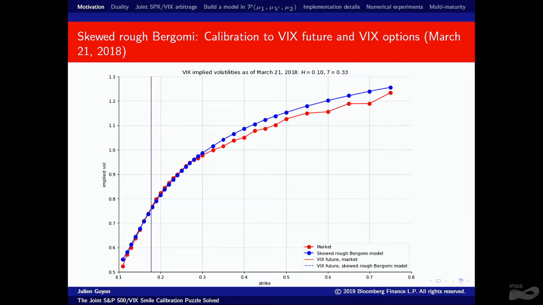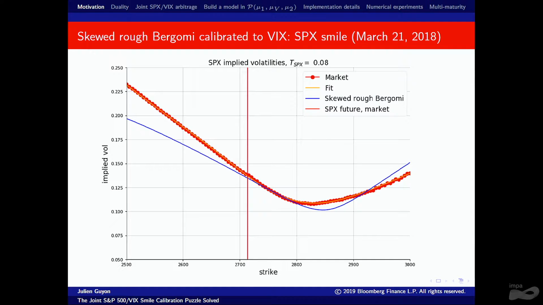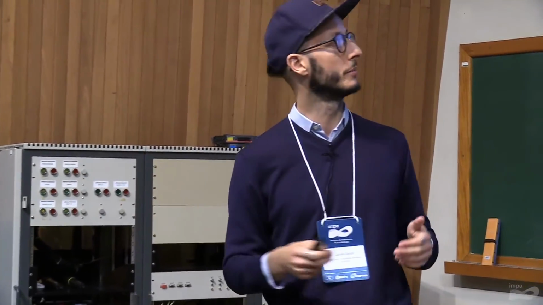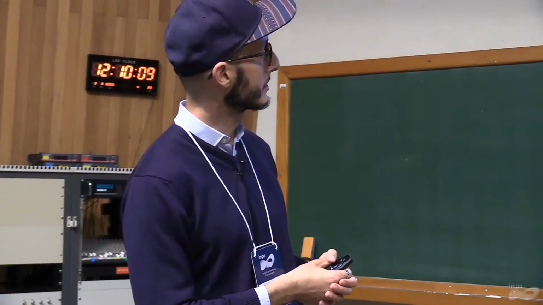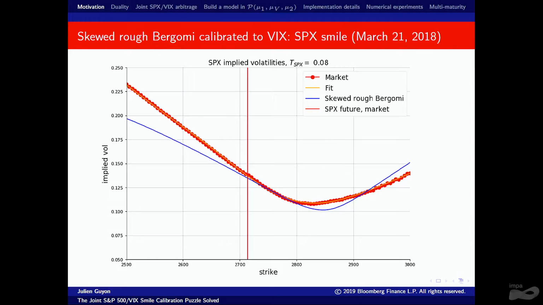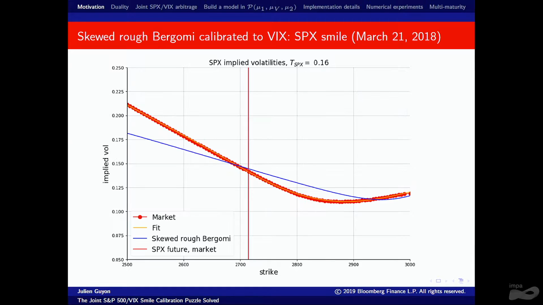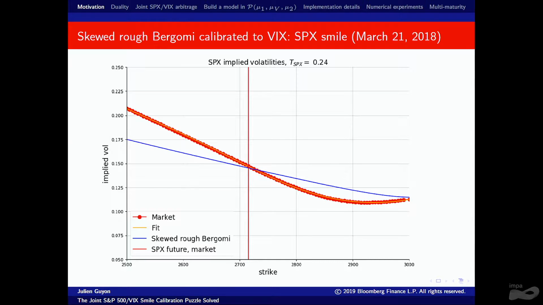But then if you look at the options on the S&P, even if you put the minimum possible or maximum negative correlation between volatility and spot, which is the one that will give you the maximum negative slope on the S&P SMILE, you see that the market is in red. You see that you don't have enough slope. So in absolute value, the slope here, the blue slope, the model one, is not large enough. Okay, and this is for 2-month maturity and then 3 months. That's typically what you get.